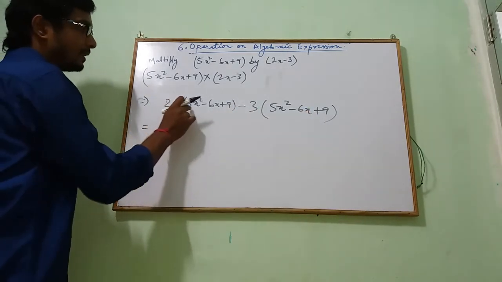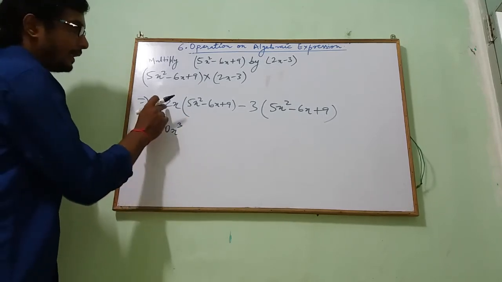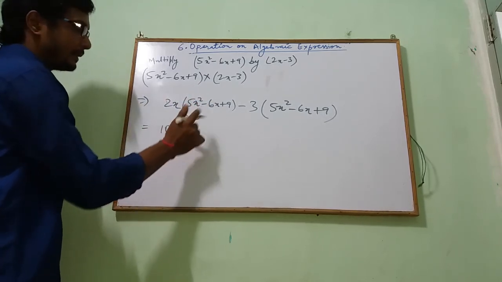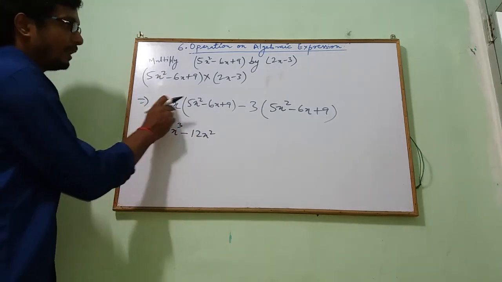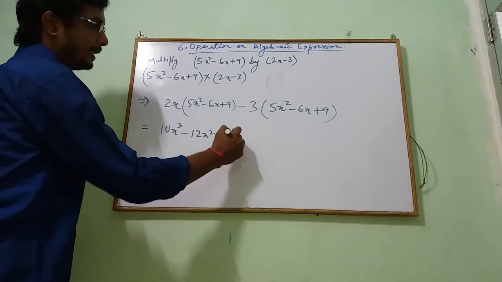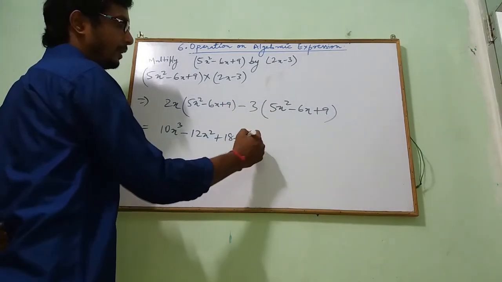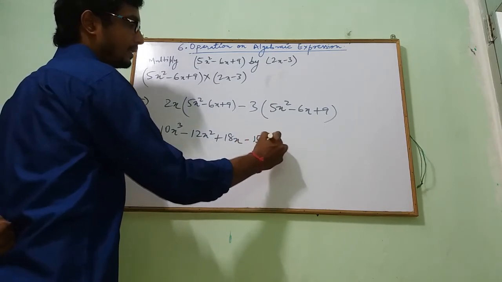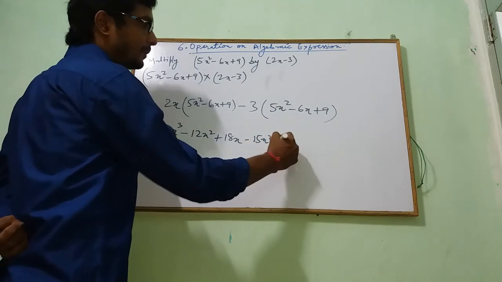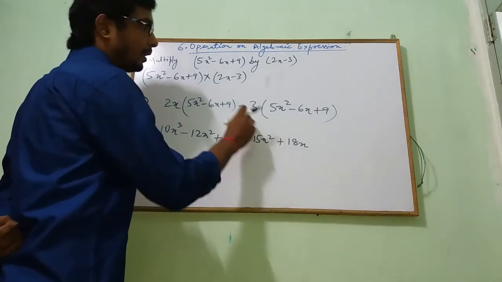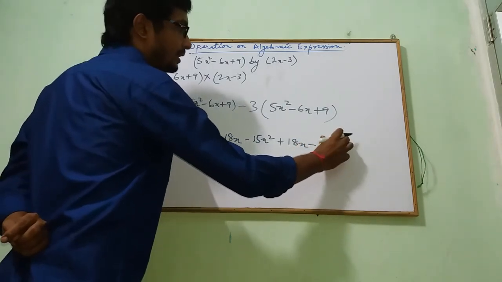So 2x into 5x square becomes 10x cube. Then 2x multiplied with minus 6x becomes minus 12x square. When 2x is multiplied with 9, it becomes 18x. When minus 3 is multiplied with 5x square, it becomes minus 15x square. When minus 3 is again multiplied with minus 6x, it becomes plus 18x. When minus 3 is multiplied with plus 9, it becomes minus 27.